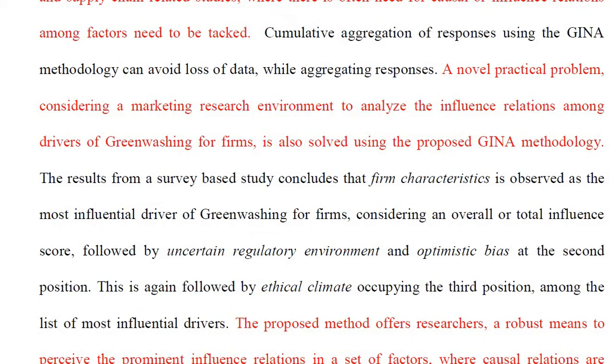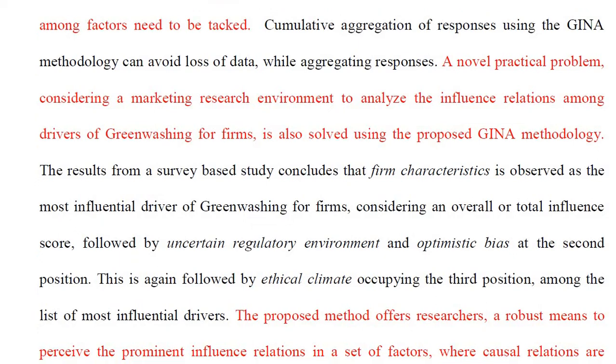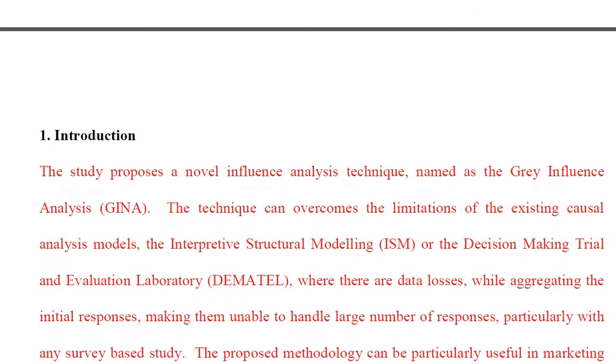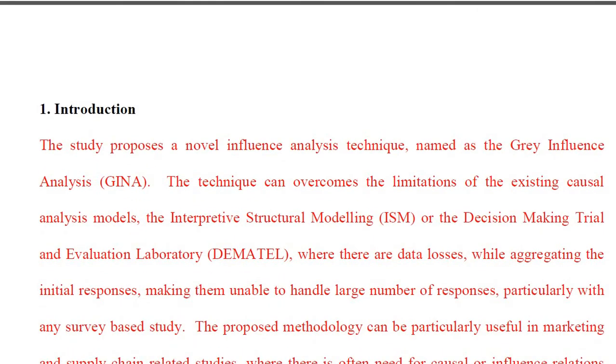You can give the weighted average of the responses also, but these are not effective techniques, because there will still be data losses and biases. If you are not able to clean the responses properly, you will end up with biased responses. So how can we handle a large amount of responses in a causal modeling situation and find the important relations? For that we can use the gray influence analysis model, in short GINA.